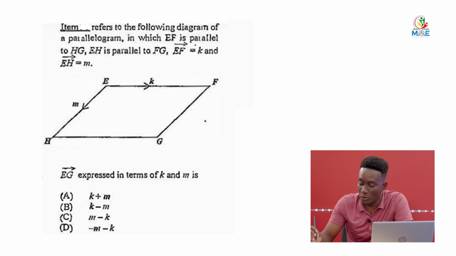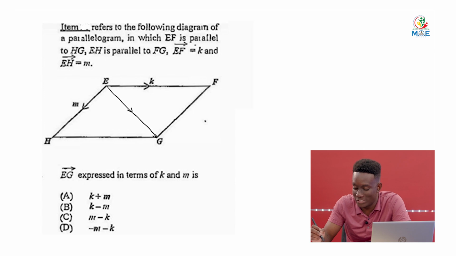And the next question says, the item refers to the following diagram of a parallelogram in which EF is parallel to HG and EH is parallel to FG. And it says the vector EF is K and the vector EG is M. So they want to express EG in terms of K and M. So EG would be from E to G. So EG would be here. So we want to draw a triangle from E to G.